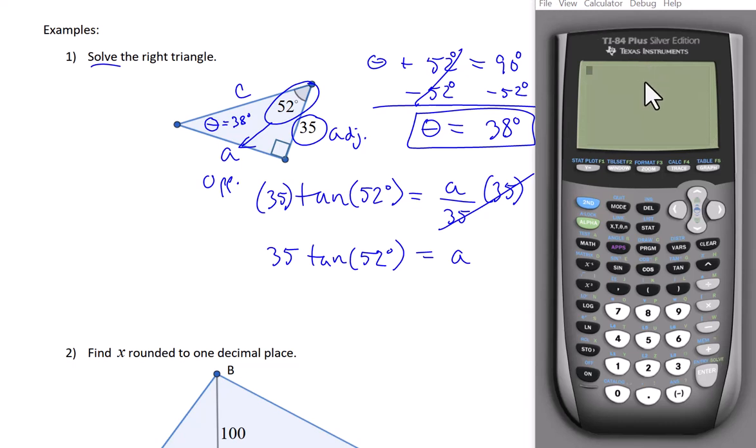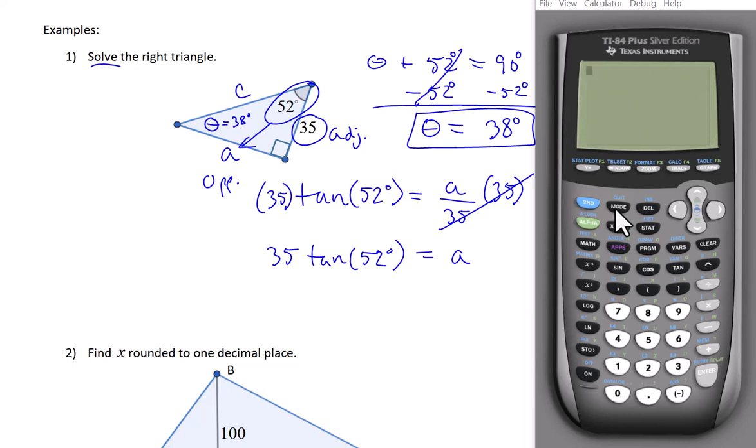All right, let's go ahead and take out our TI-84 Plus graphing calculator and see if we can just compute this 35 tangent of 52 degrees for our side length A. In order to do this correctly on the calculator, you have to make sure you're in the right mode, right? So you're using degrees in this problem, and we're either using degrees or radians, and there is a mode in the calculator that needs to match that.